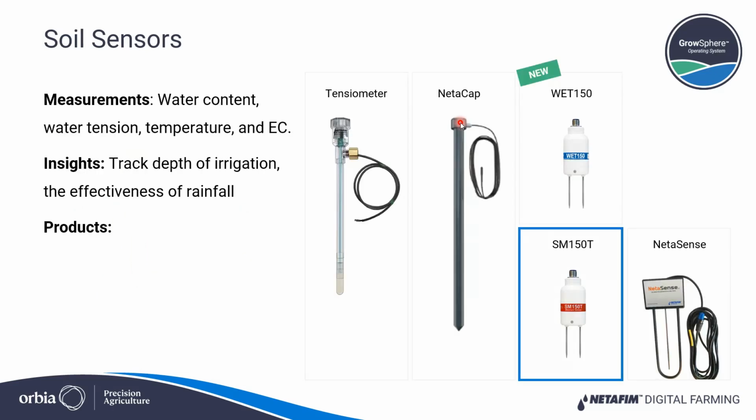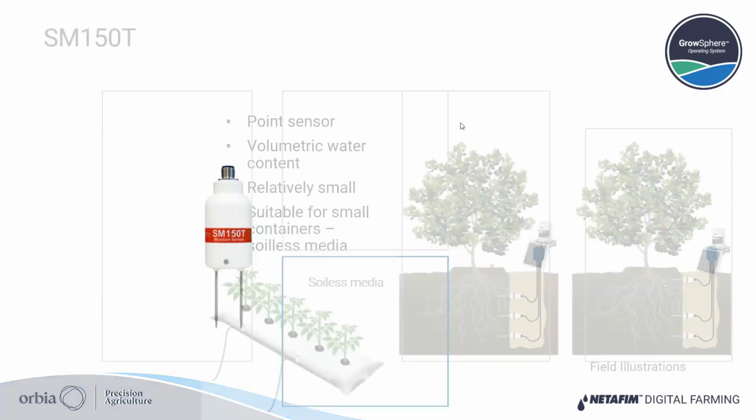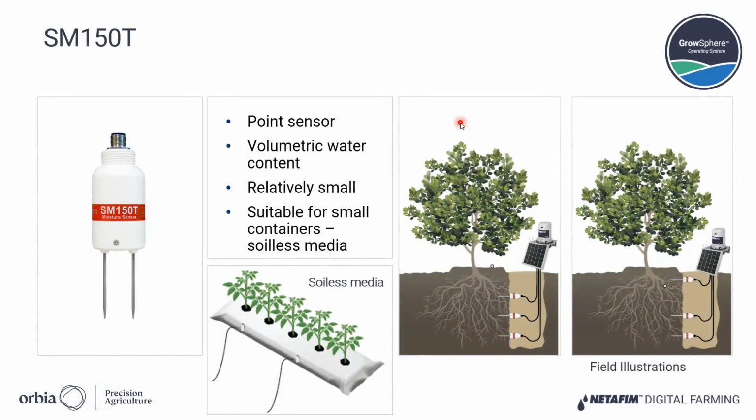The next sensor in the list is the SM150T. This sensor is also a point sensor and a volumetric water content sensor. It is relatively small, and that is why it fits substrate and growing in pots. It is suitable for most containers. For a typical installation, we can use 2 or 3 sensors at different depths according to the plant root zone and the watering requirements. The lower sensor I would place at the edge of the expected wetting point.